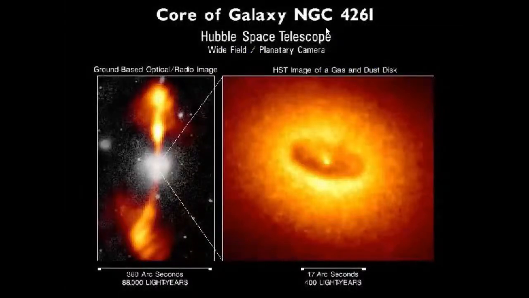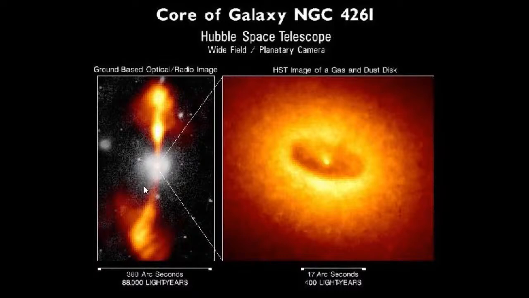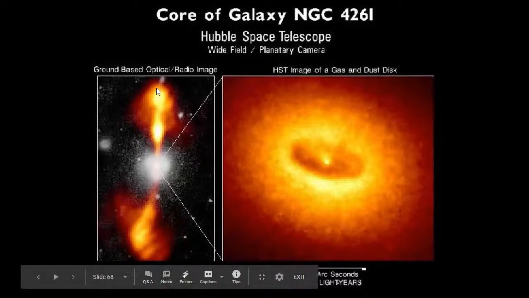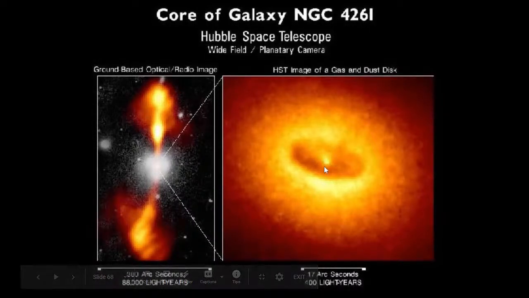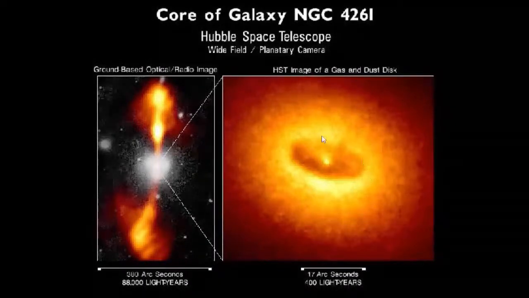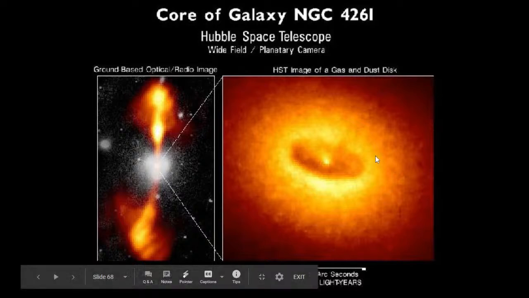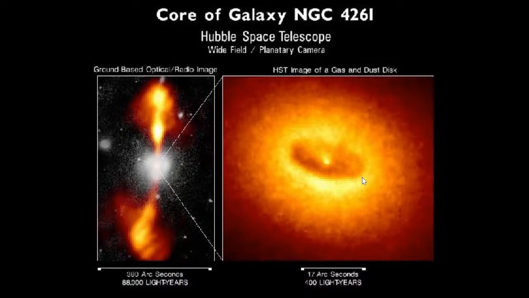Here is another elliptical galaxy, NGC 4261, where the quasar is at the nuclear region of this elliptical galaxy, from which large scale radio jets are coming out. Hubble Space Telescope has mapped the nuclear region of this galaxy, and you can see dust lane, bright emission forming a disk-like structure. The supermassive black hole is right at the center. You can't even resolve it. And as you can see here, the resolution is 1 arc second. So much is the resolution.